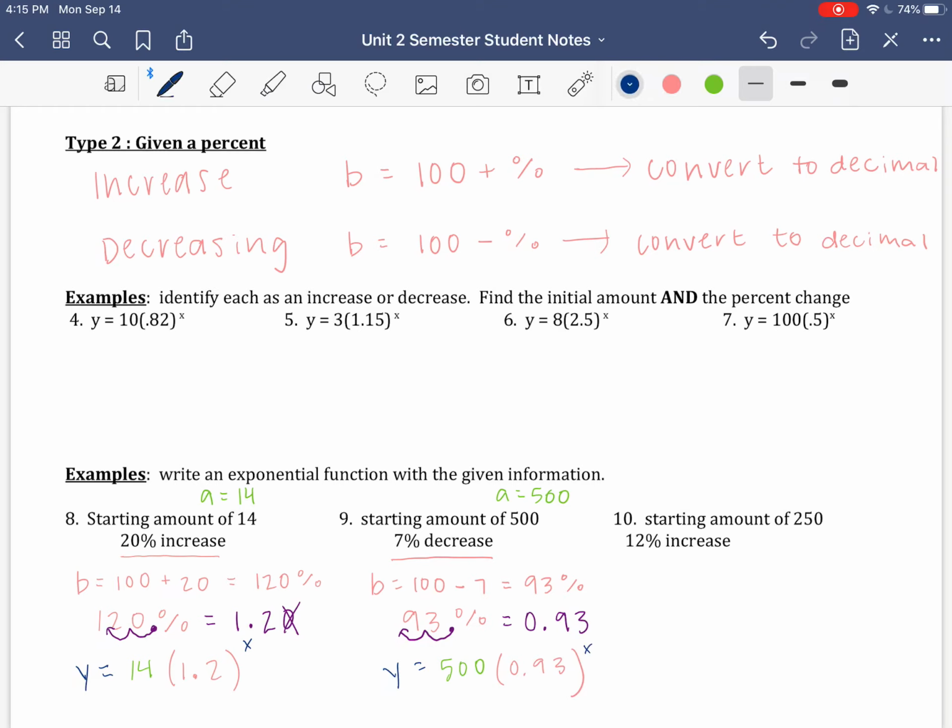So if you're feeling good, I want you to pause, try number 10, and then turn your camera back on when you're ready to check your work.